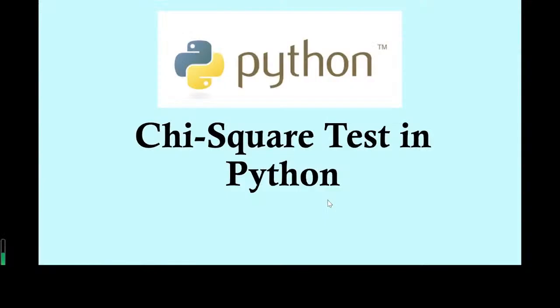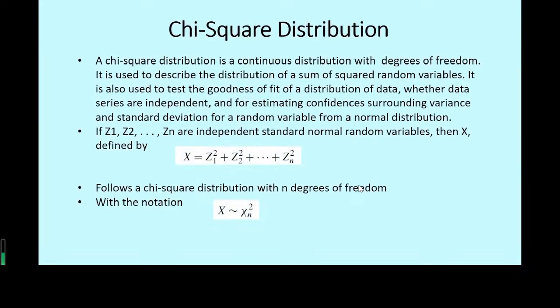We will show how to conduct a chi-square test in Poisson. We will first briefly introduce the chi-square distribution. The chi-square distribution is a continuous distribution with degrees of freedom. It is used to describe the distribution of a sum of squared random variables. That's why the name of the distribution has a square.